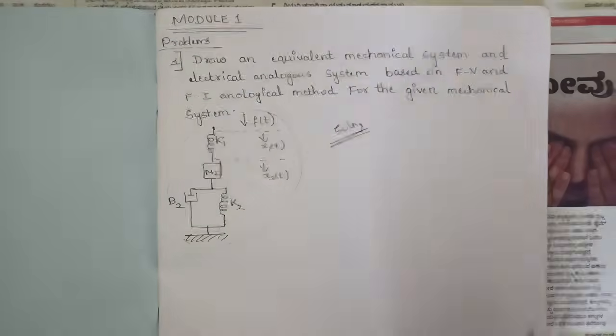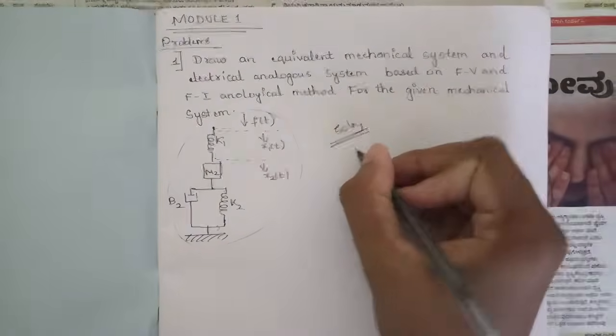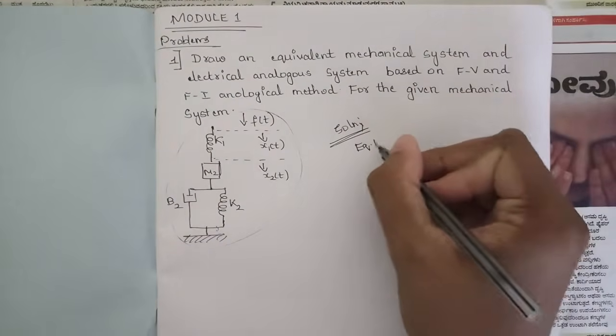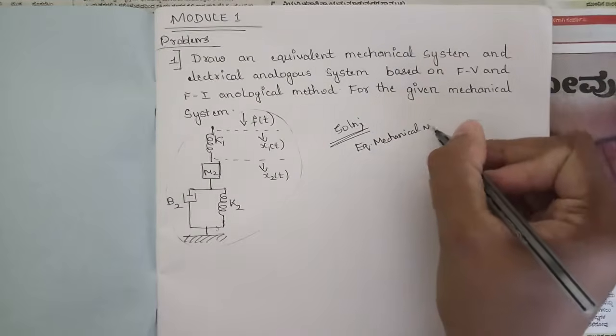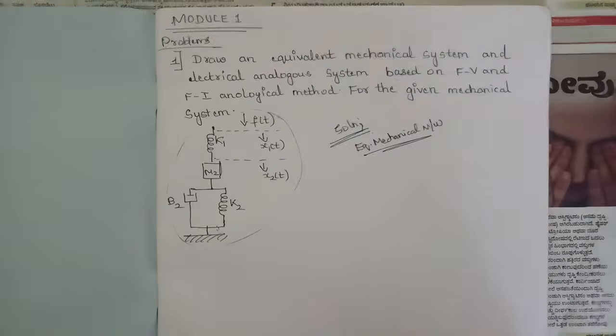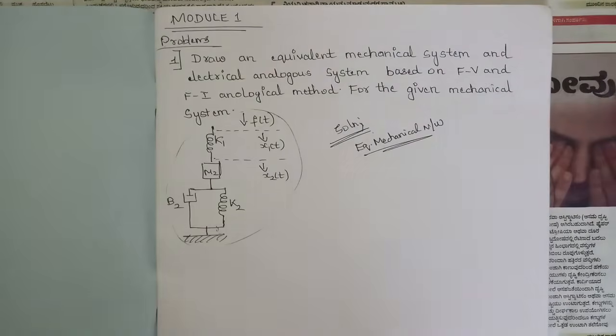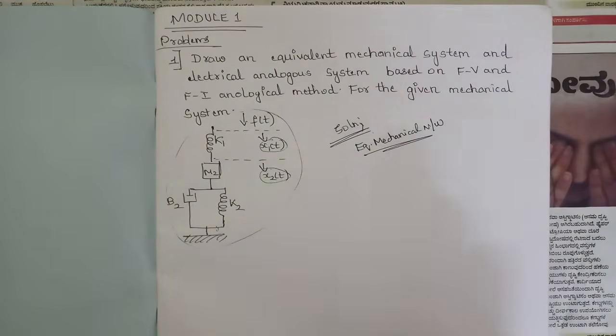Now, the first thing we need to do is write the equivalent mechanical system, the equivalent mechanical network. So how to write it? The first step, as we have discussed, is the steps involved in solving the problem. First we need to identify the displacements. Which are the two displacements here? x1 of t and x2 of t, right?